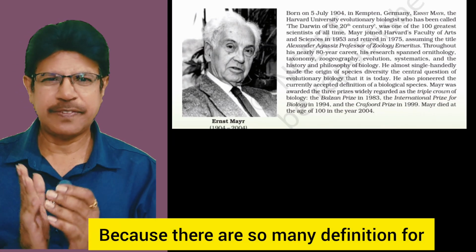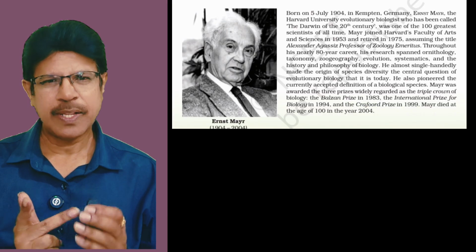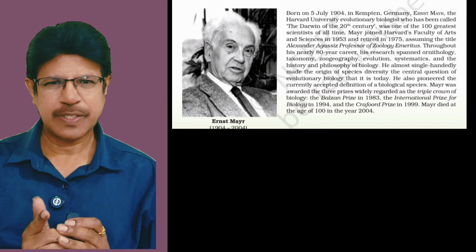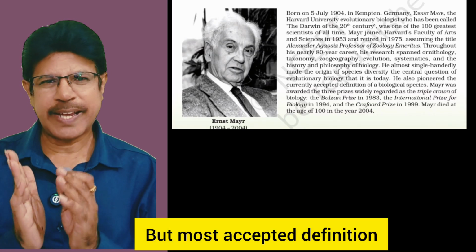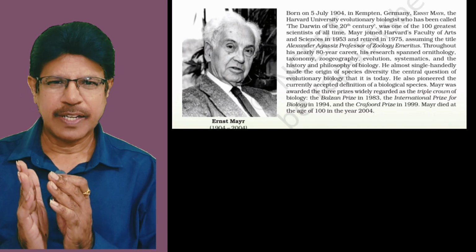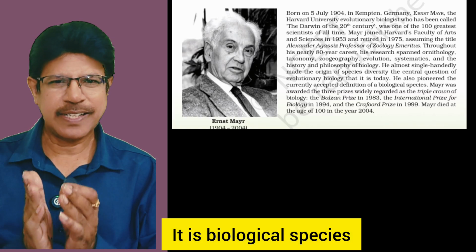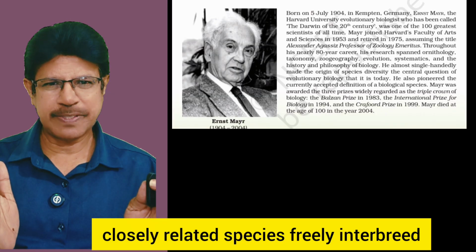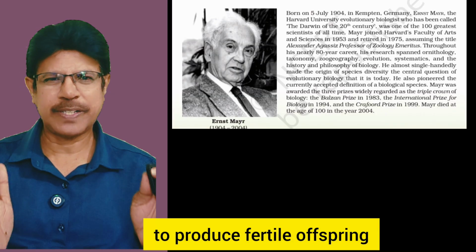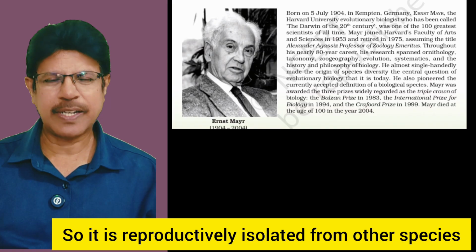Because there are so many definitions for the species: ecological species, phylogenetic species, morphological species, so many taxonomic species. But the most accepted definition is based on reproductive isolation, it is the biological species. In reproductive isolation, closely related species freely interbreed to produce fertile offspring, so a species is reproductively isolated from other species.